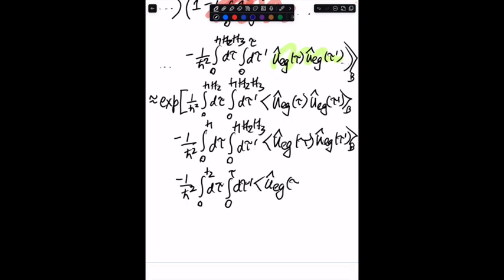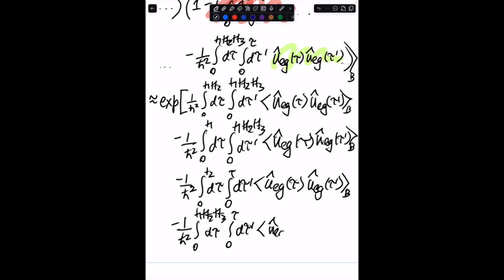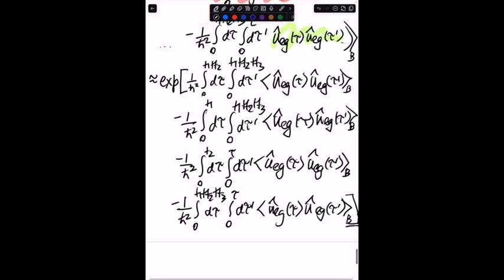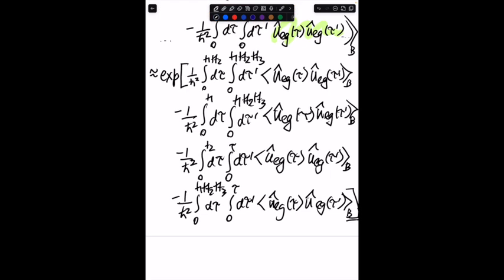So you get u hat eg tau, u hat eg tau prime. And then you have your last term, which is minus 1 upon h bar square, integral 0 to t1 plus t2 plus t3, dt tau, 0 to tau, dt tau prime, u hat eg tau, u hat eg tau prime. So all other terms are just ignored under the second order cumulant approximation. So the third and fourth integral, very easy to handle, already set up for you. So what we need to handle very carefully are integral number 1 and 2.